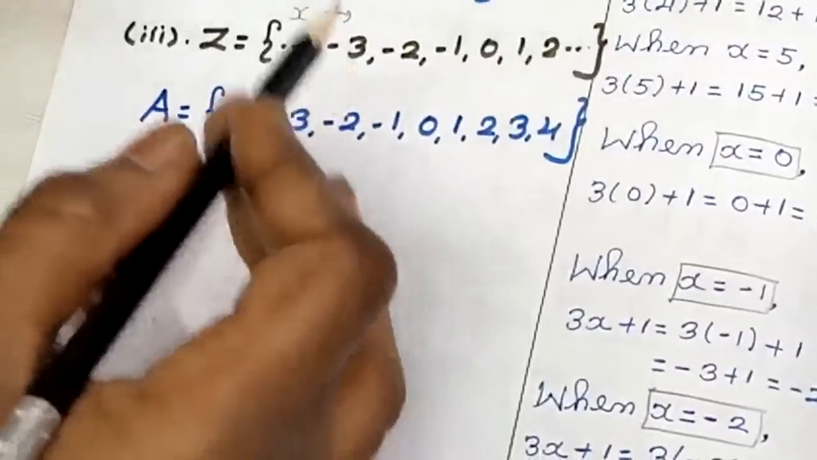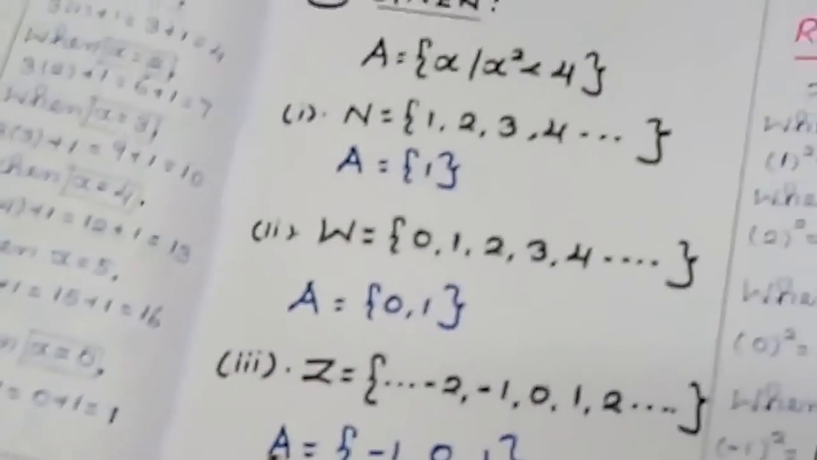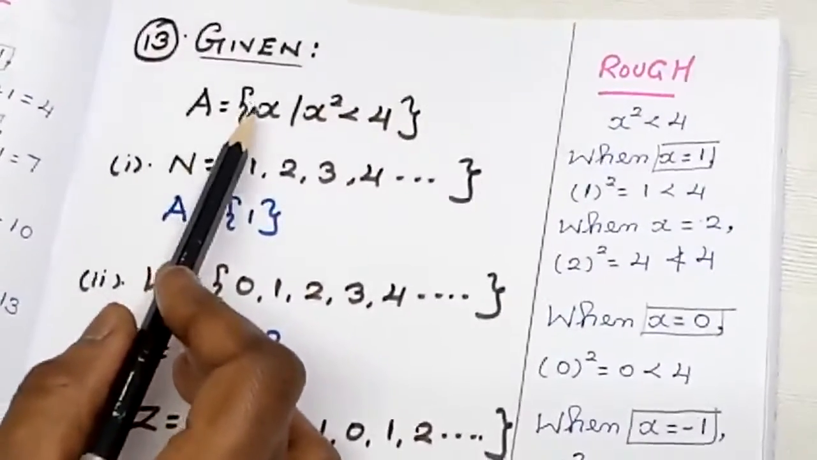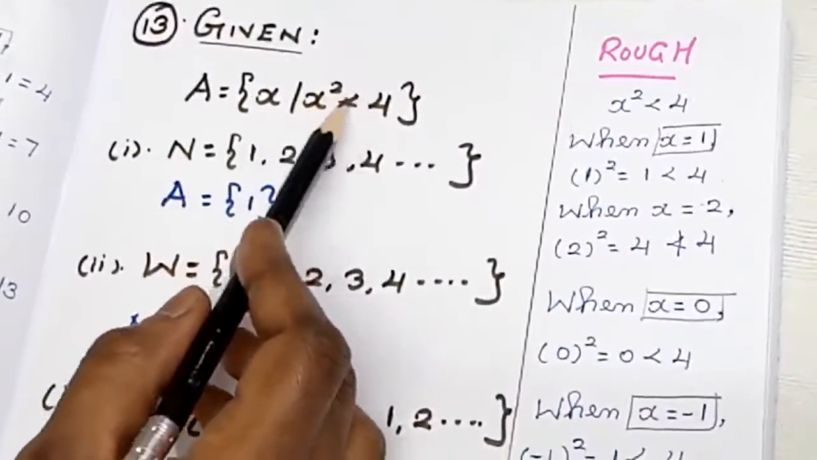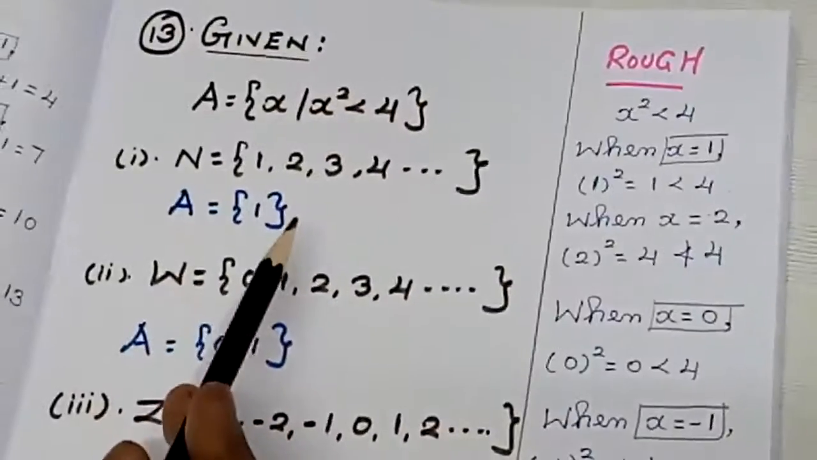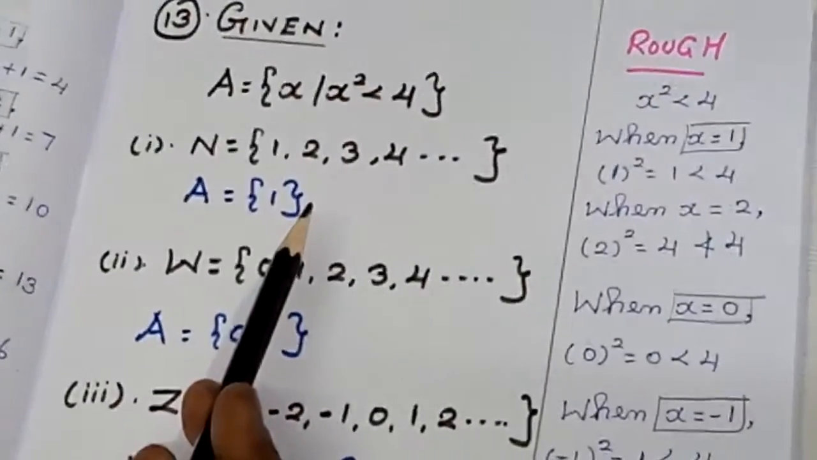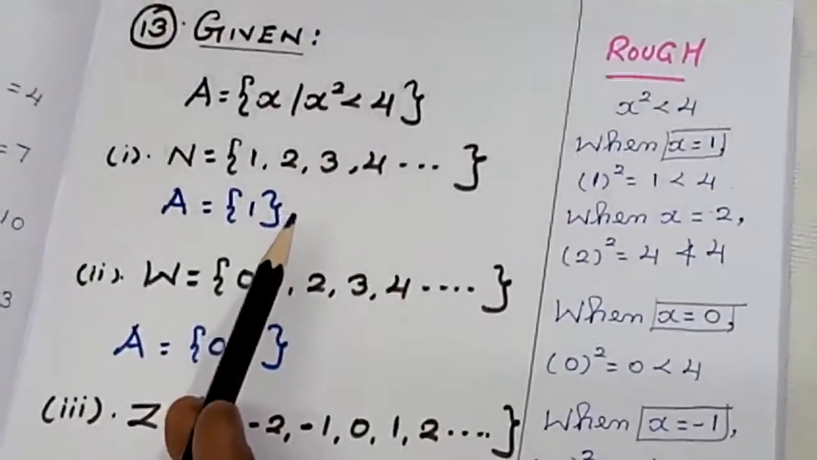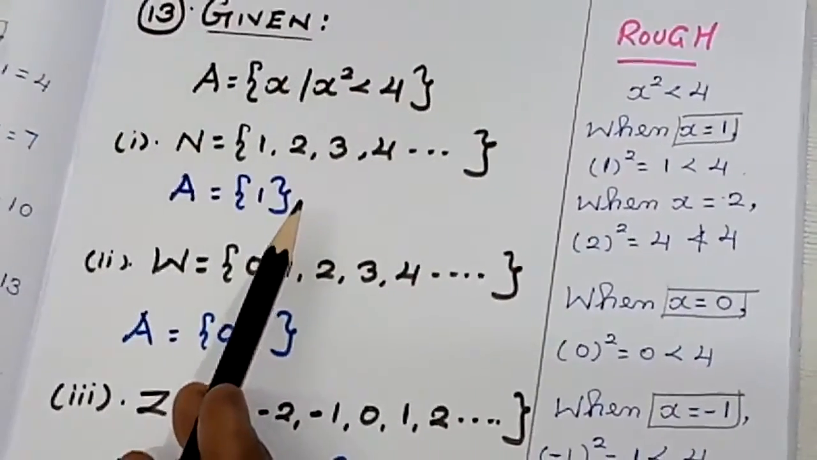And the same model we are going to see for the 13th question, and this is going to be the last question in your exercise. A is equal to the set of x such that x square is less than 4. x square less than 4. Less than 4 means I should not touch 4 or more than 4. My answer must stop at 3.